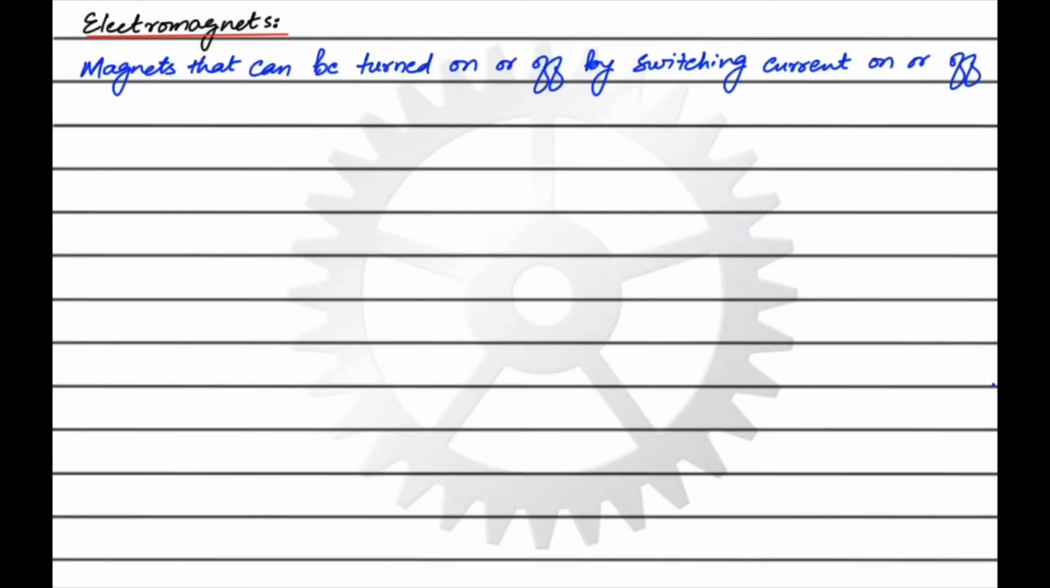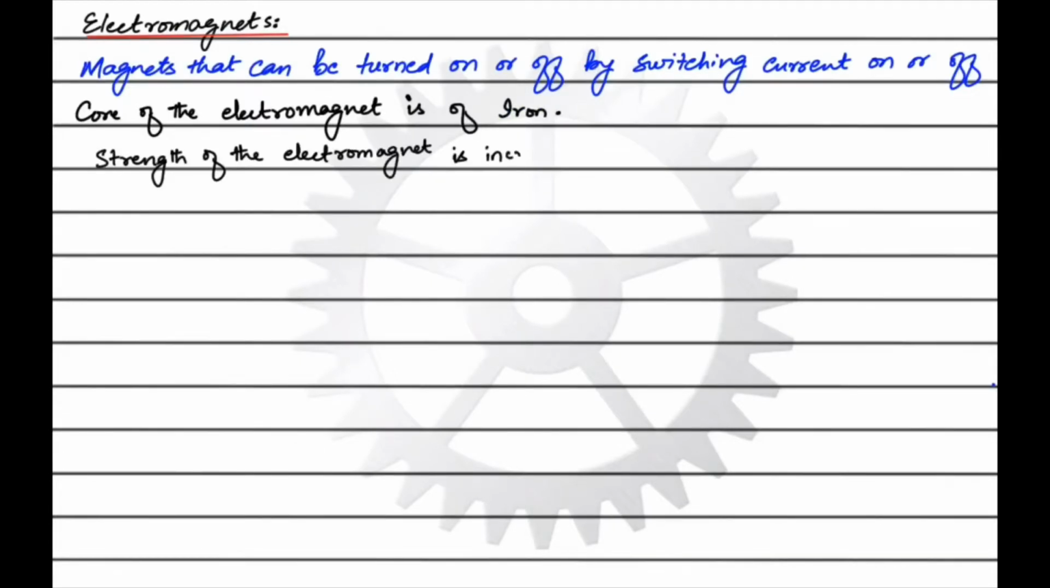The strength of the electromagnet can be increased by placing iron as the core of the electromagnet, because iron concentrates the magnetic field lines. You can increase the strength of the electromagnet by increasing the electric current through the solenoid, and similarly you can increase the strength by increasing the number of turns of the solenoid.